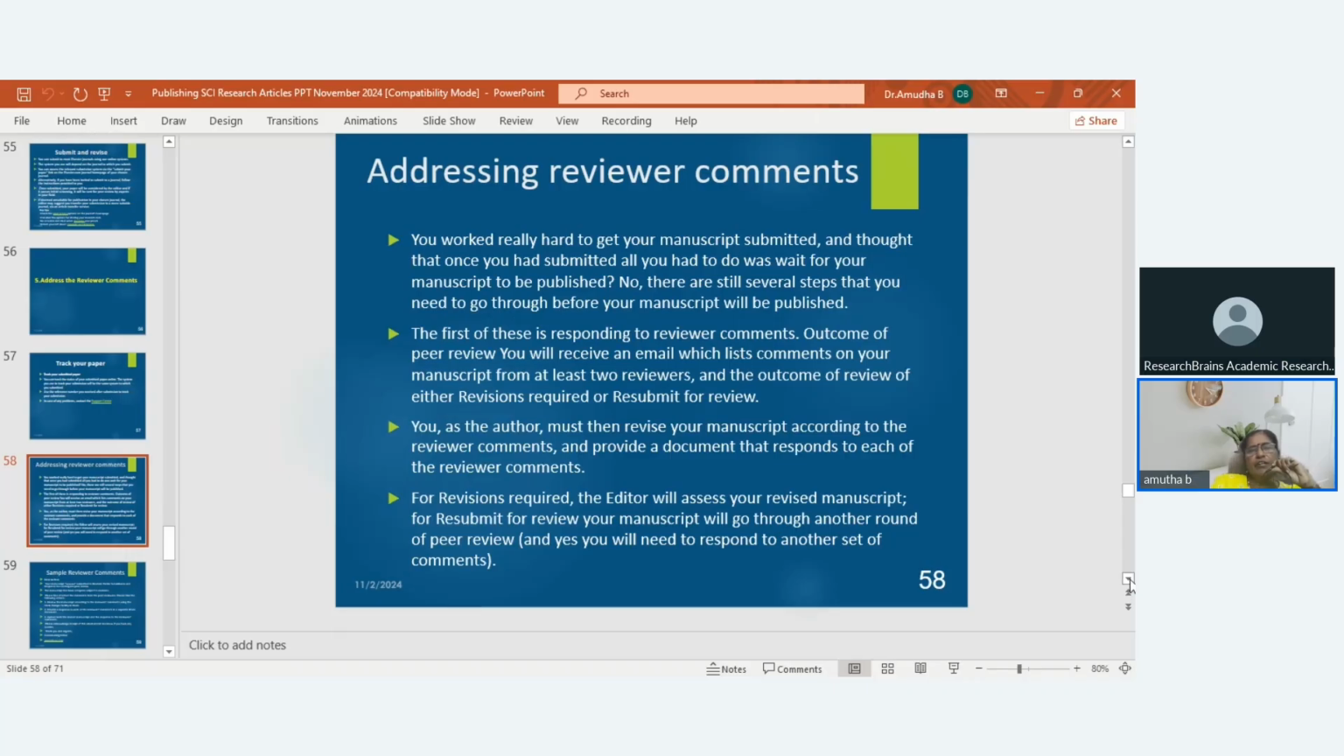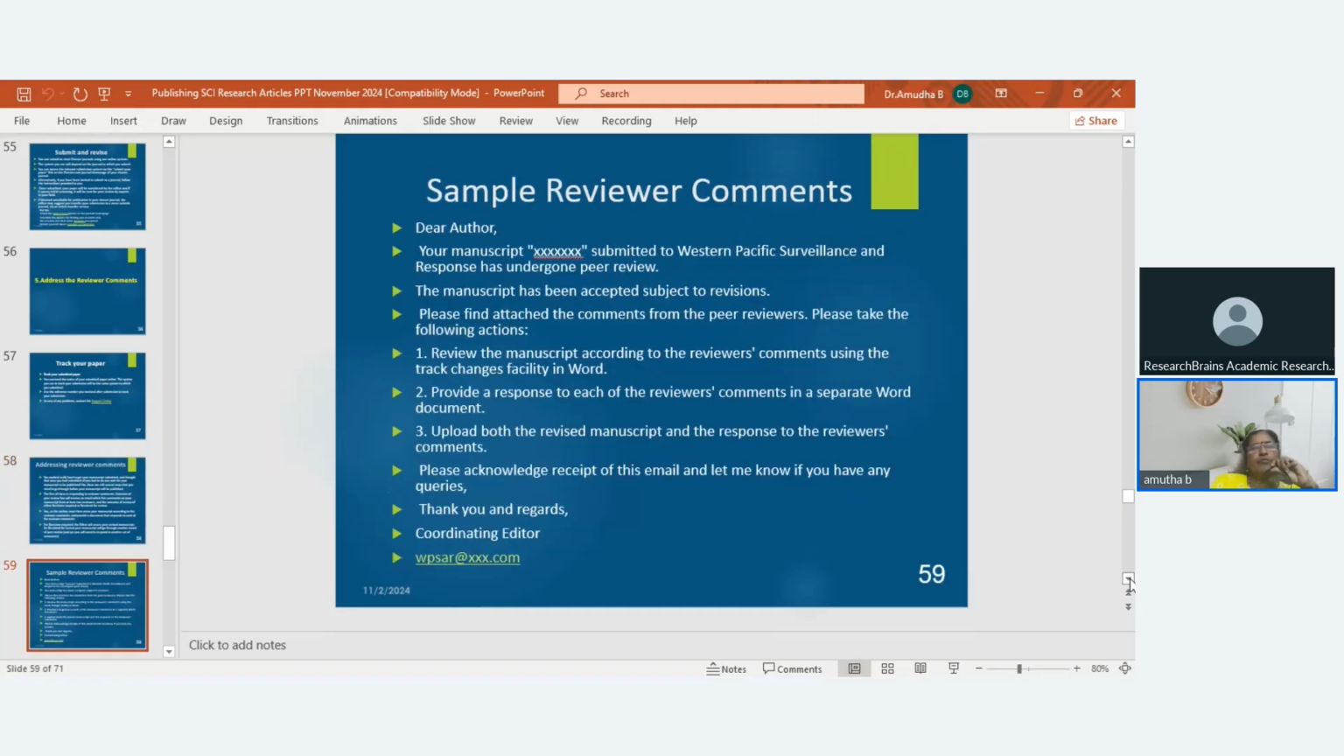So how will you address the reviewer comments? They will go through the entire paper and give some comments for the improvement of the paper. When they give some improvements, you have to make the changes in your paper. Some sample reviewer comments I'm giving here. They will send you comments like, dear author, your manuscript submitted to the particular journal has undergone peer review. The manuscript has been accepted subject to some revisions. If you make some changes, some revision, then we will accept. That's the meaning. Please find attached the comments from the peer reviewers. Please take the following actions. Revise the manuscript according to the reviewers' comments using the track changes facility in Word.